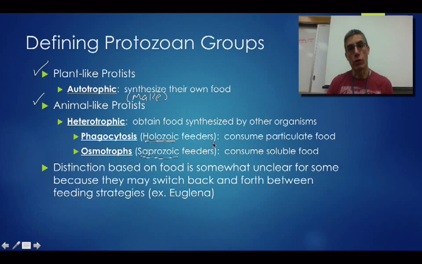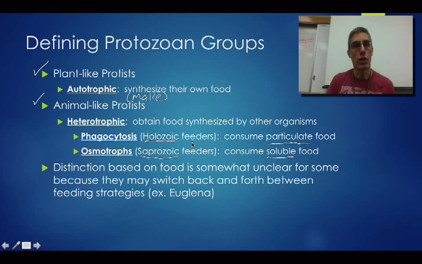Now, if you're a holozoic feeder, you're going to perform what we call phagocytosis, and this basically means that you are going to consume particulate types of food. So this would be very small little chunks of food that would be floating through your environment. If you are a saprozoic feeder, you're going to be considered an osmotroph, and this means that you're going to consume soluble food, which means that the food itself has actually dissolved into the environment, maybe into the water, and it's going to be more sort of like a diffusion type of feeding.